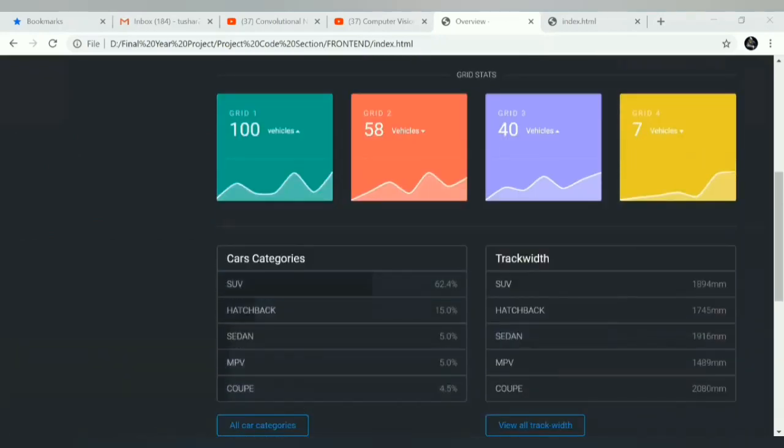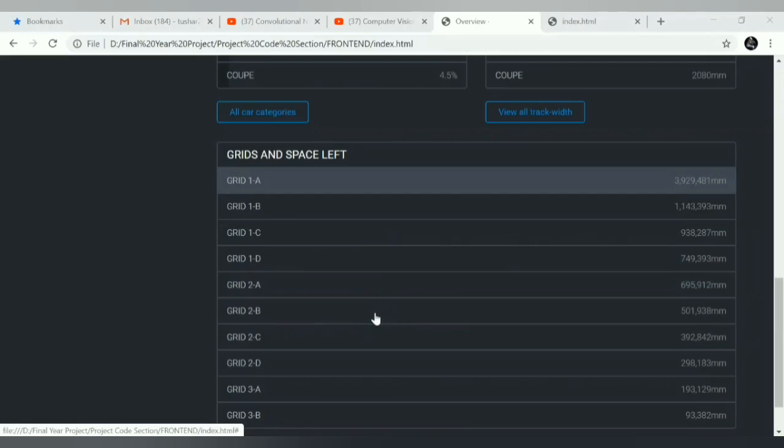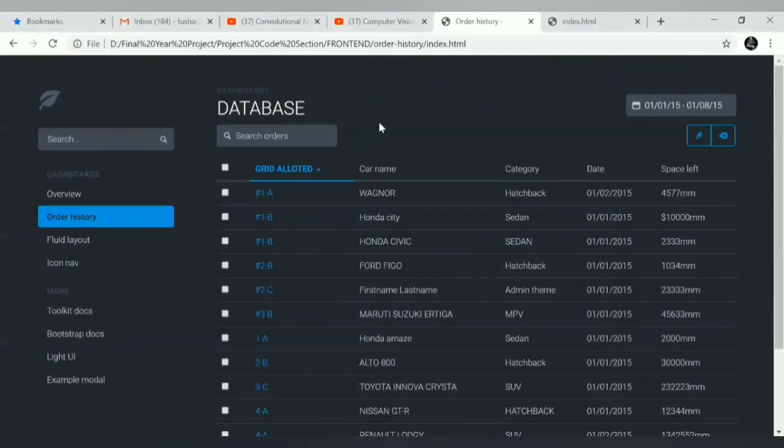There are 5 categories of cars in the dataset, as told, and the track widths of the different categories of cars. Grids and space left: it is the grid according to the approach, and the space left after parking the vehicle in the parking area. This is the updated inventory database, which represents the grid allotted for every grid, car name, category of car, the date on which the car is parked, and how much space is left after parking that car in the maximum block size.